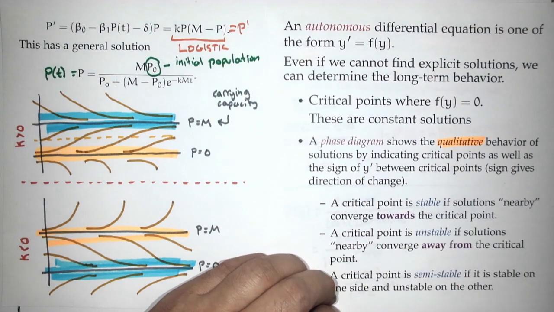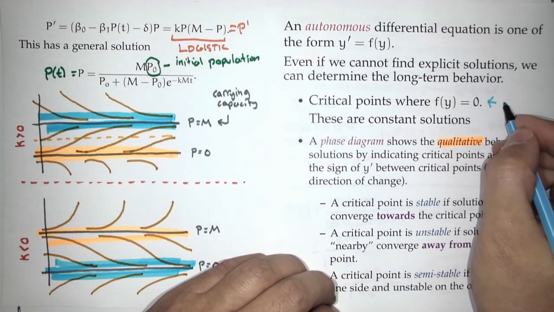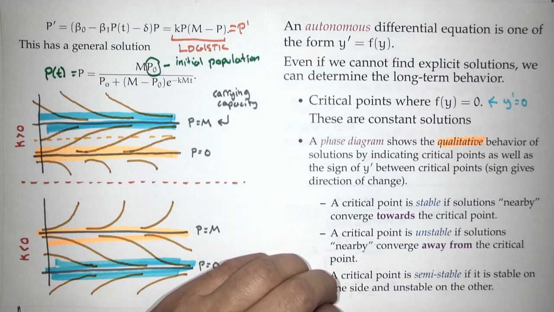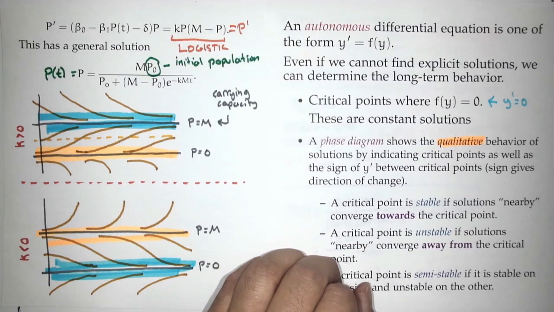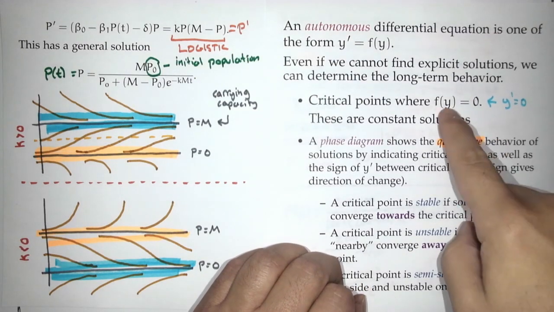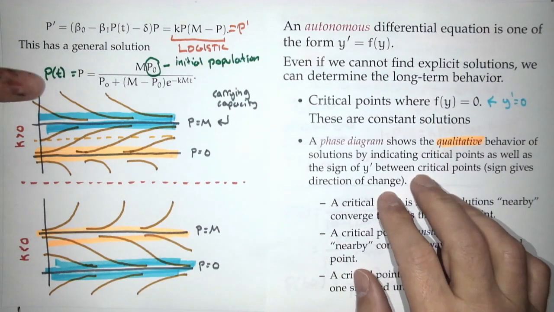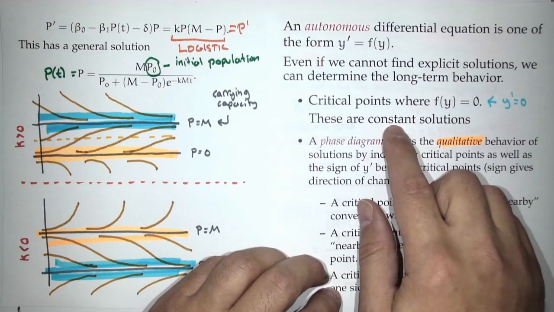Well, okay, f of y equals zero, that tells us that y prime equals zero. So when we find critical points, what we're really finding are solutions to the differential equation where y equals a constant, because the derivative of a constant is zero. And when we plug that constant into the function, we get zero. Zero equals zero. So in terms of our logistic model, our constants are m and zero. So that's our critical points.